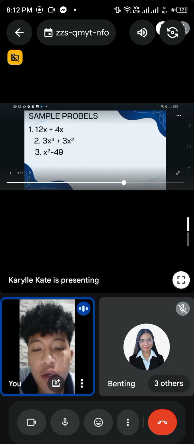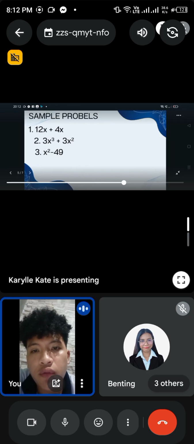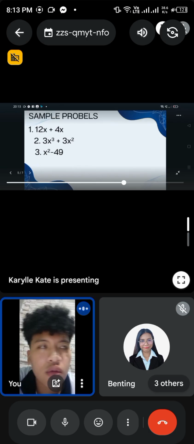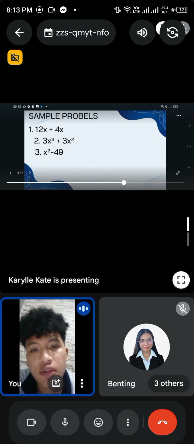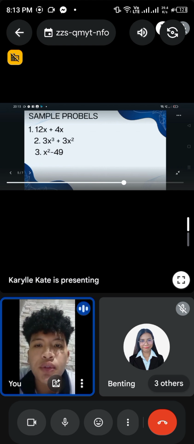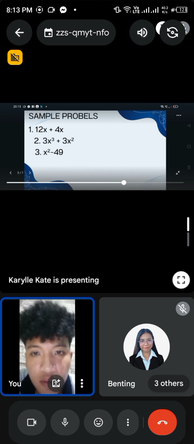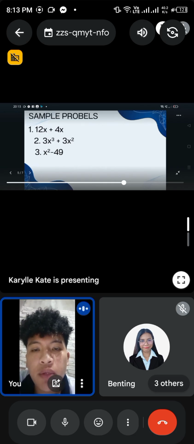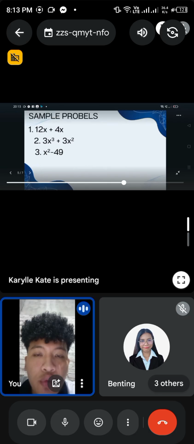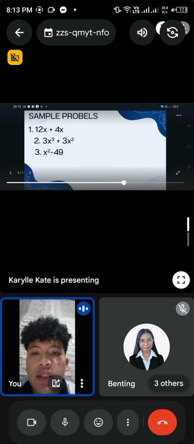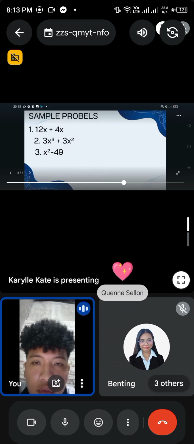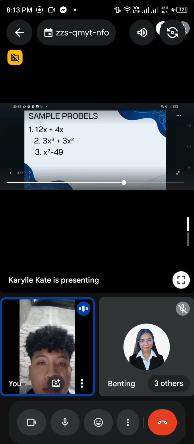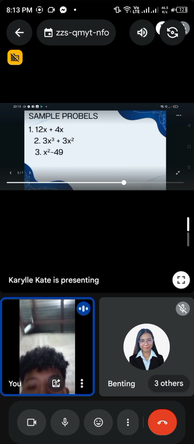So, we have here some sample problems that we're going to solve, for us to practice our skills in factoring. In these sample problems, I will be the one to solve, and you will just listen for you to master solving factoring binomials. So I will show you how to solve this.